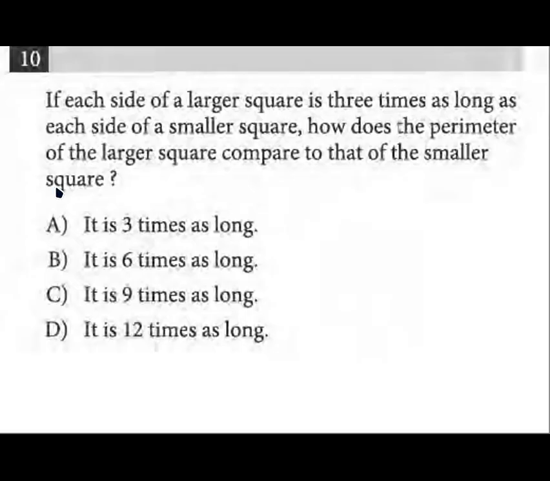Okay, so question 10. If each side on a larger square is 3 times as long as each side on a smaller square, how does the perimeter of the larger square compare to that of the smaller square? So perimeter is just 2L plus 2W, or simplifying that, it would just be 2(L plus W).